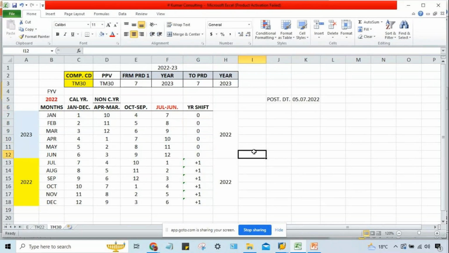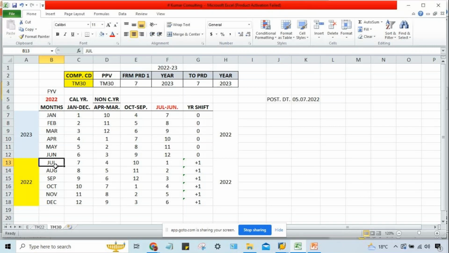-1, sir. -1 is correct. See, now you have a look here, guys. Now, what is happening? We are in calendar year 2022, right? From Jan to December.